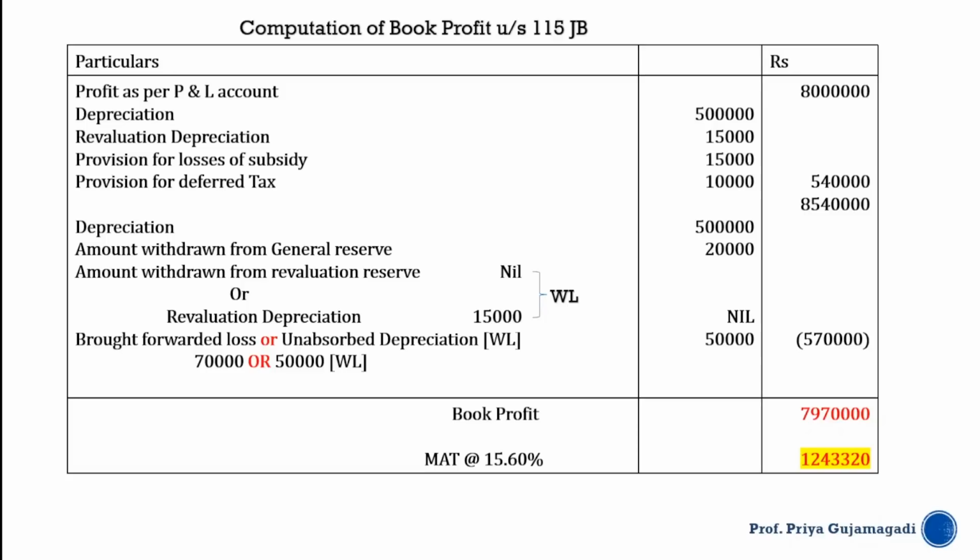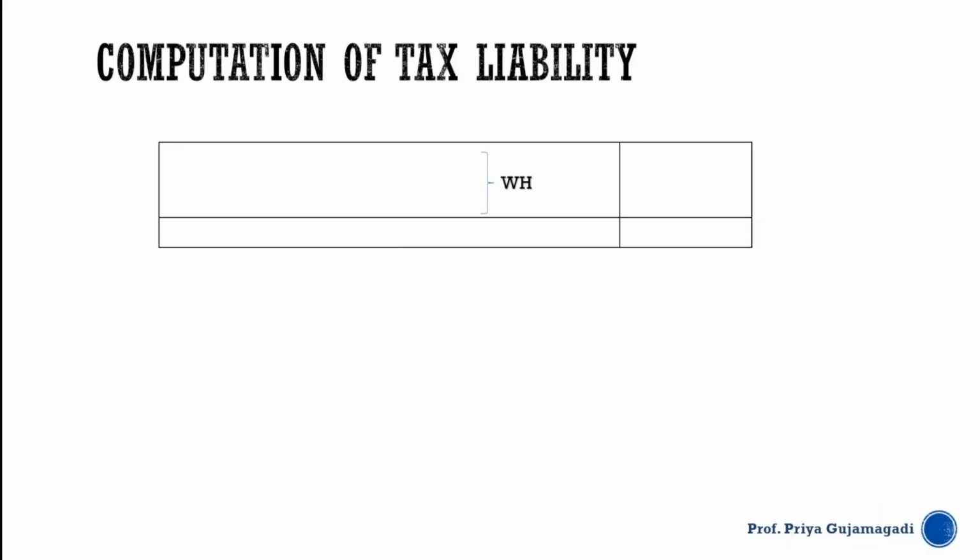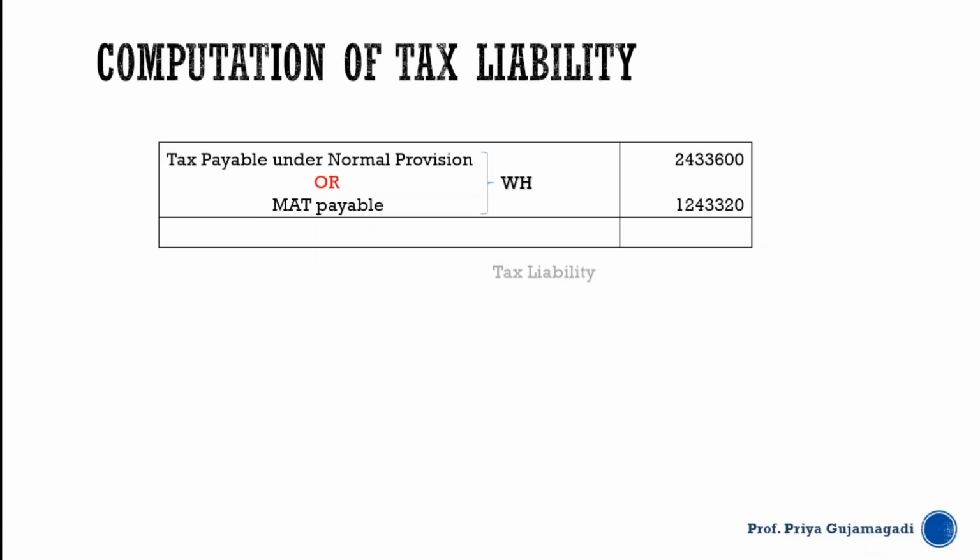We have a normal provision tax also, and we have a MAT also, which the company has to pay now. That we have to show in the next table. Computation of tax liability. Tax payable under normal provision is 24,33,600. Tax or MAT payable is 12,43,320. Among these, whichever is higher is the tax liability.